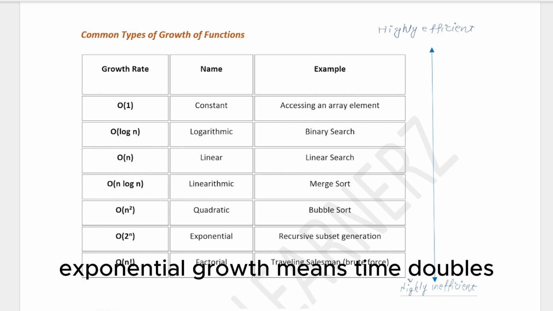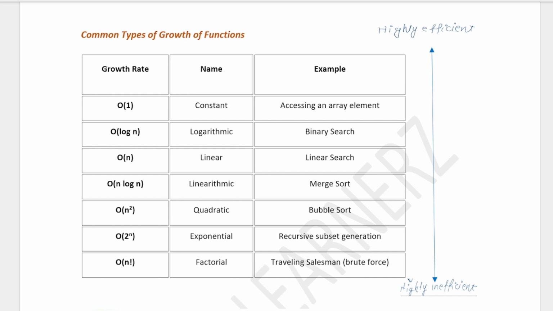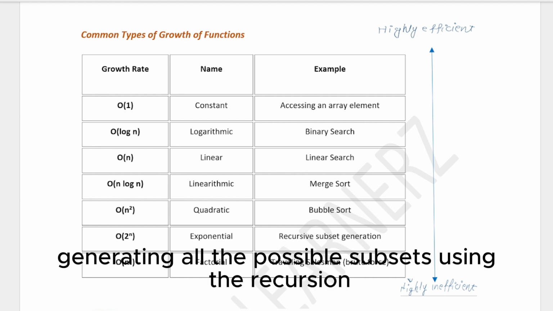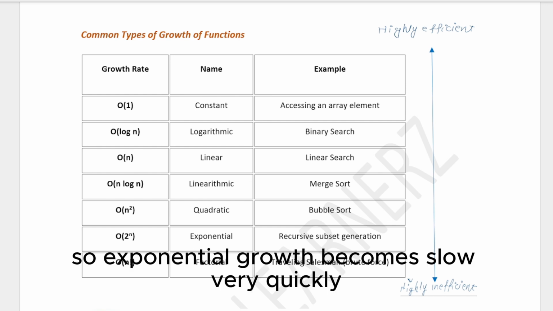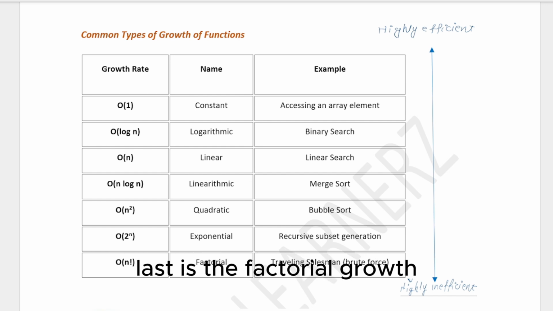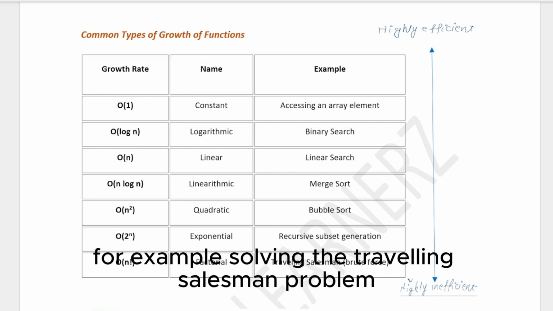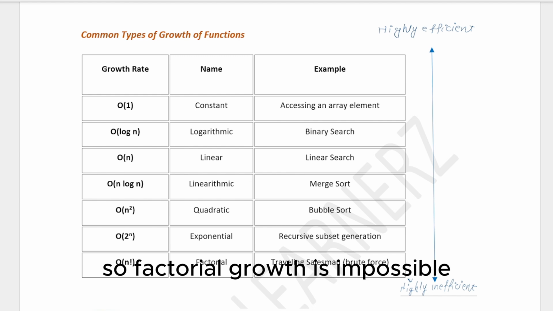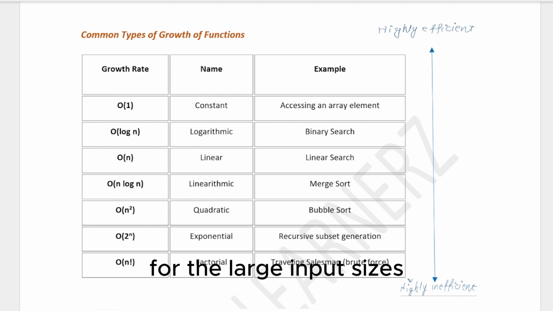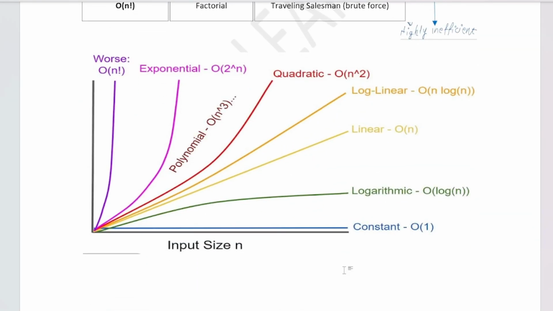Exponential growth. Exponential growth means time doubles with every new input. For example, generating all the possible subsets using recursion. So exponential growth becomes slow very quickly. Last is the factorial growth. Factorial growth is the slowest and the worst type of growth. For example, solving the traveling salesman problem using brute force. So factorial growth is impossible for large input sizes.